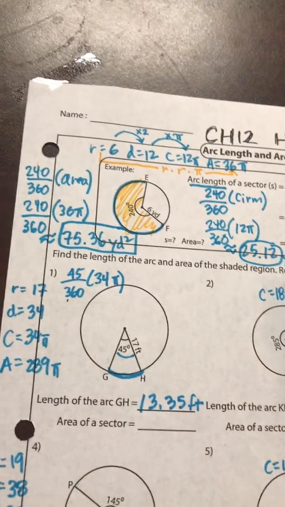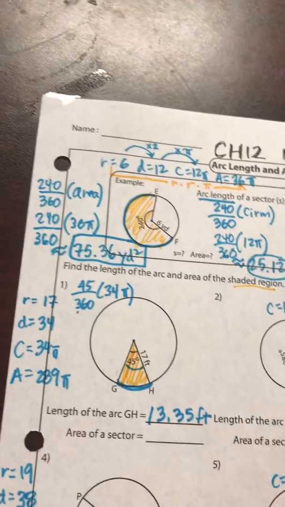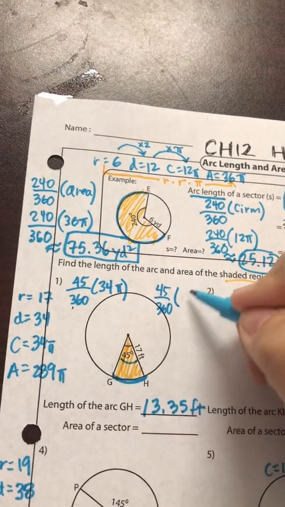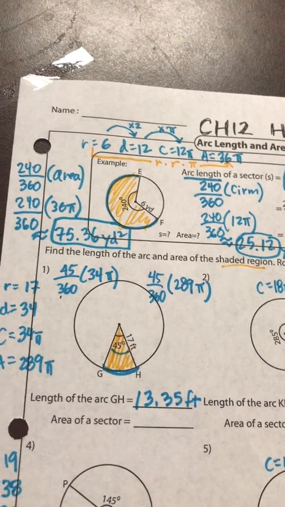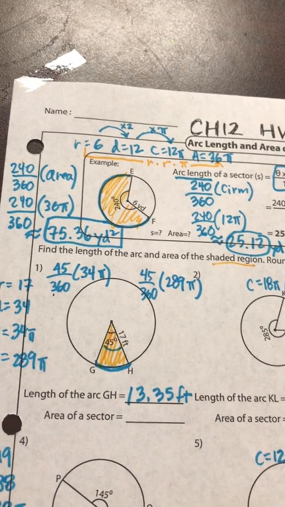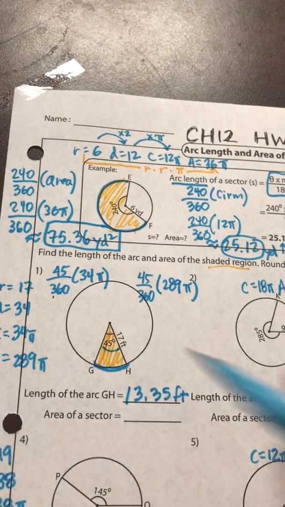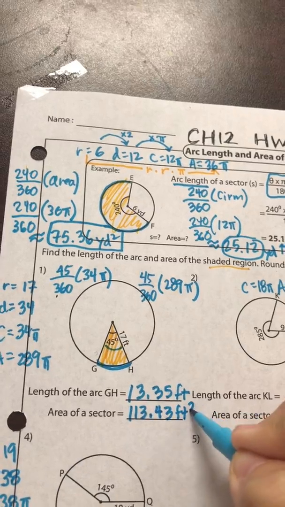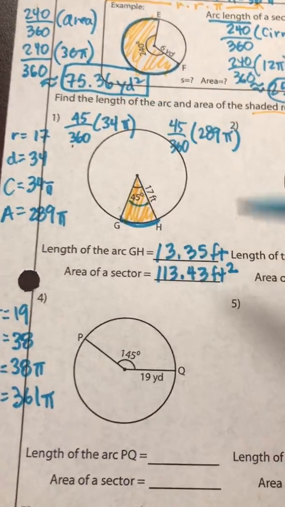Now to find the area. So they did say shade the region. So this is the region they want me to find. So that's 45 over 360 times what portion of my area do I want? Feet squared. Awesome. Actually, I like to go down so you can still look at that question.